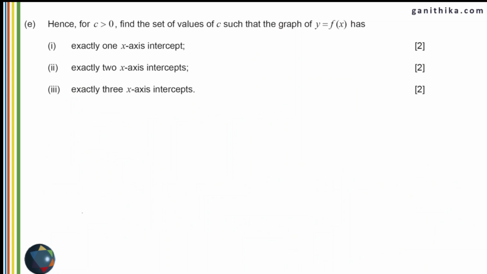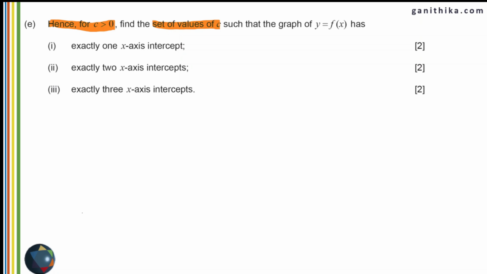Question E is slightly more difficult than question C. So again you are using the previous result. Now the question is fixed for positive C values. You know that this graph is going to have one maximum and one minimum point because C is positive, and you have also found the coordinates of y maximum and y minimum so far. So these are the things that you have at hand. Using this information, you are going to find the set of values of C again, but what are the conditions here? The graph should have exactly one x-intercept, exactly 2 x-intercepts, exactly 3 x-intercepts.